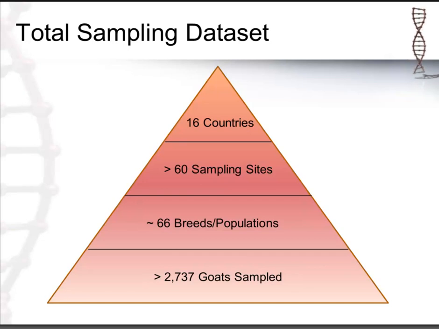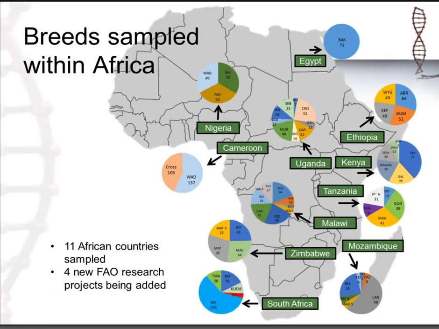So in some cases, they aren't necessarily just a breed, but we've really targeted populations if they're in a unique climate or ecotype. And in some cases, they don't have a particular breed name. They're just known as the Malawian goat. So we've really targeted as many different ones, particularly indigenous ones, that we could find. And this has included almost 3,000 goats that we've sampled at this point. So specifically in Africa, we have 11 countries that we've sampled from with collaborators, and we have 4 new FAO research projects that are being added.